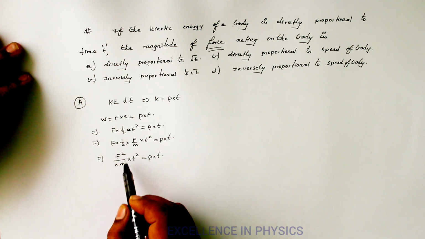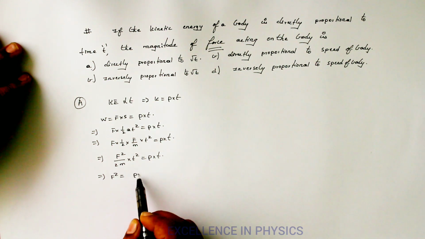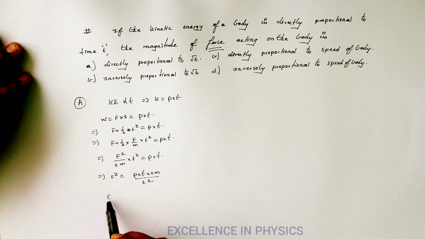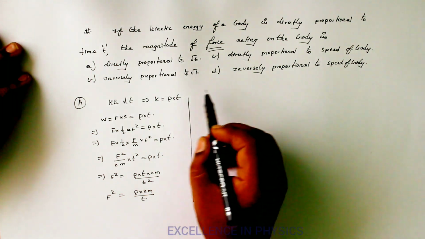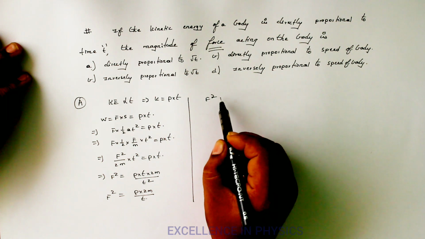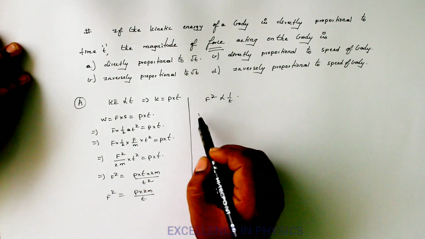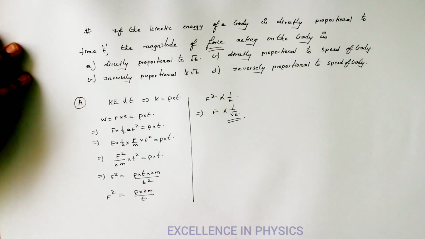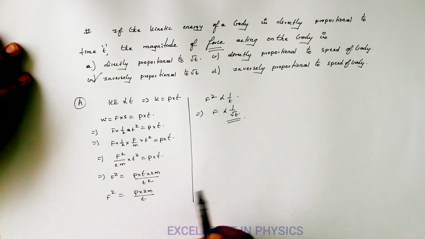Now I have F square on one side and take all the remaining terms to the other side. So F square is equal to P into t into 2m divided by t square. So by looking at this equation, definitely I can write F square is equal to P into 2m divided by t. So by observing this relation, definitely I can say F square is proportional to 1 by t, because P is a constant and m is also a constant in this condition. Therefore I can write F is proportional to 1 by root t. So this should be my first answer. Therefore option B is correct here, inversely proportional to root t.